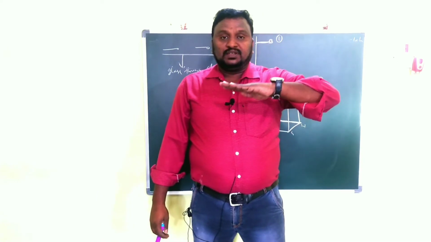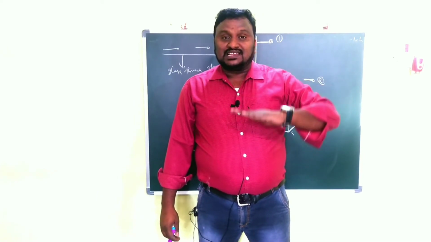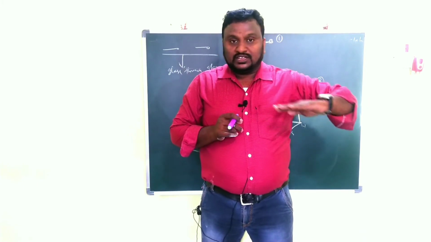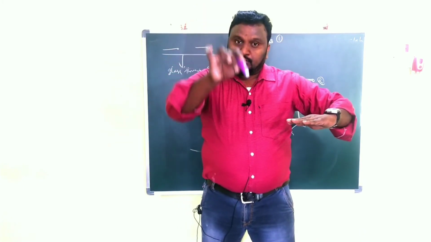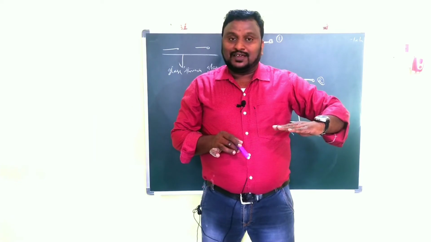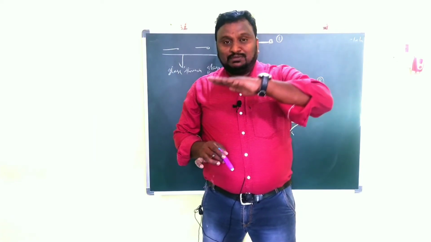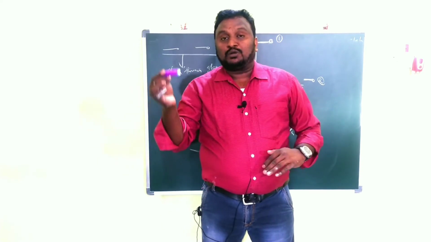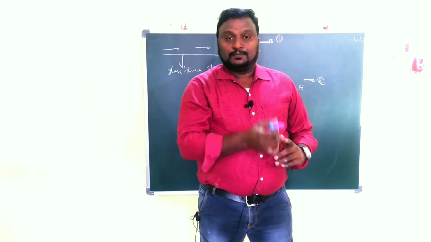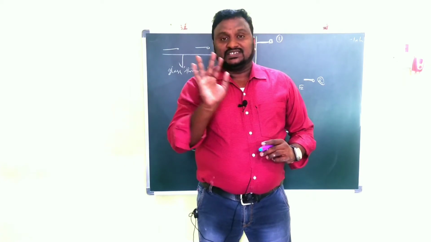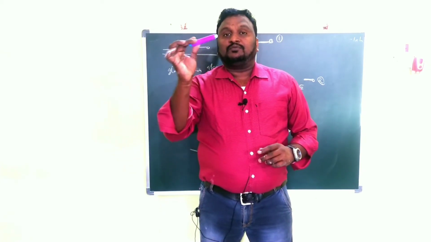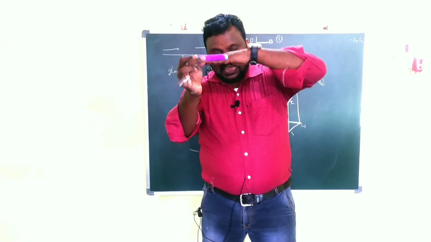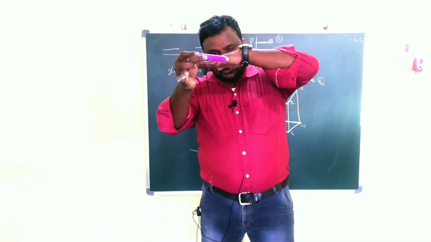Already, keeping the glass slab, the boundaries are traced. After that we remove it. Again, with the help of a protractor, we draw one normal line, and after that we keep the glass slab, and on that normal line at point P you have to fix one pin. Up to here very clear? Yes. After that we want to see the pin through the glass slab.